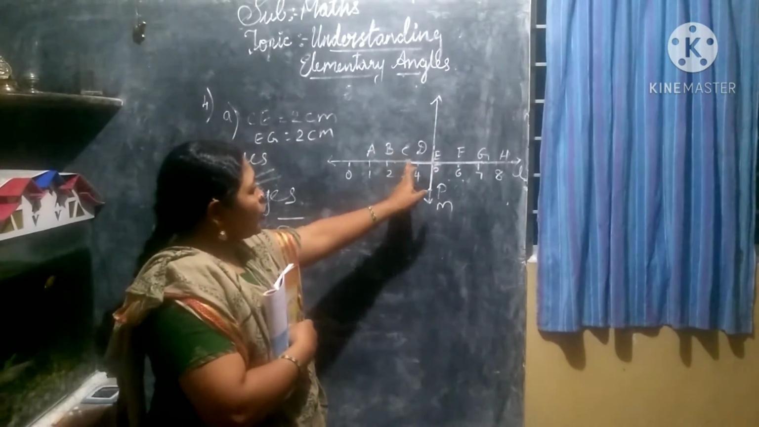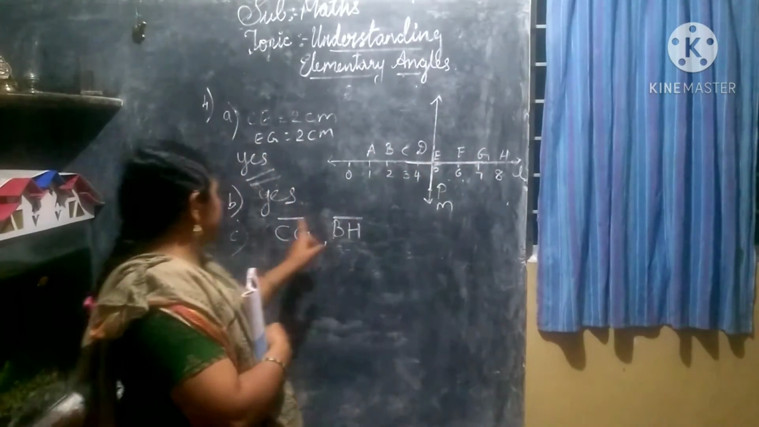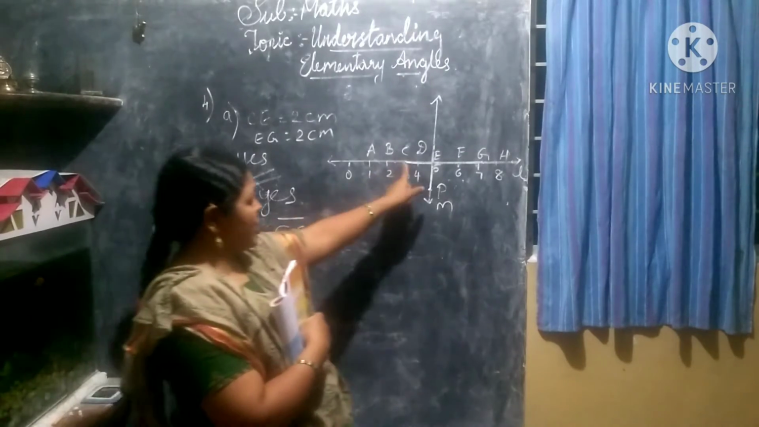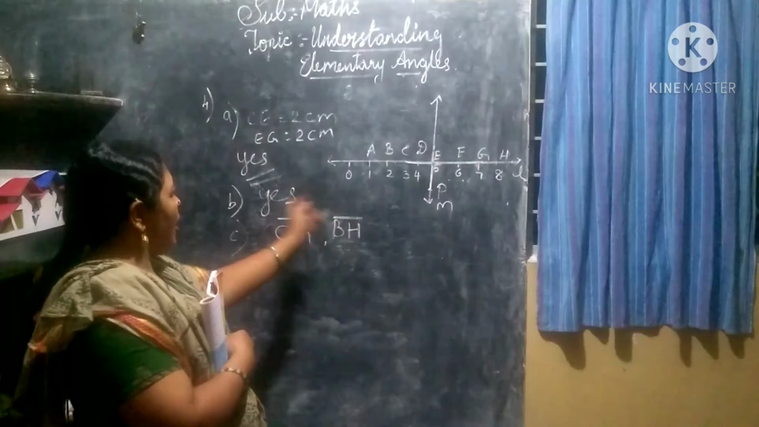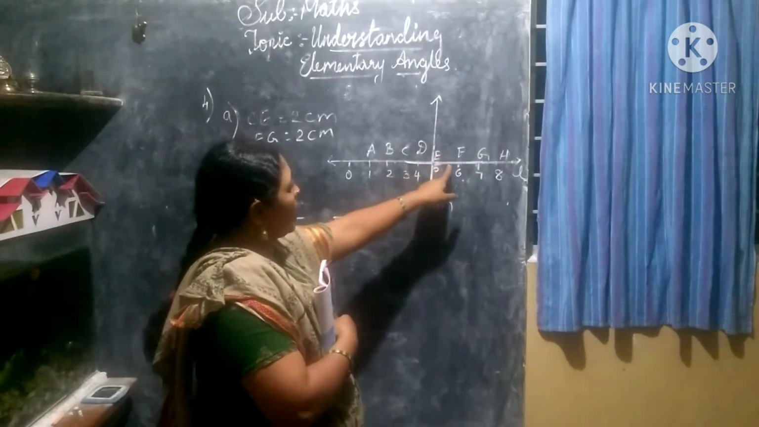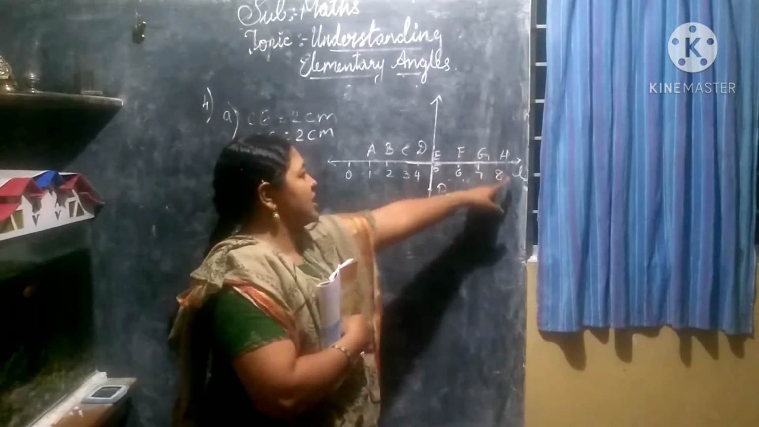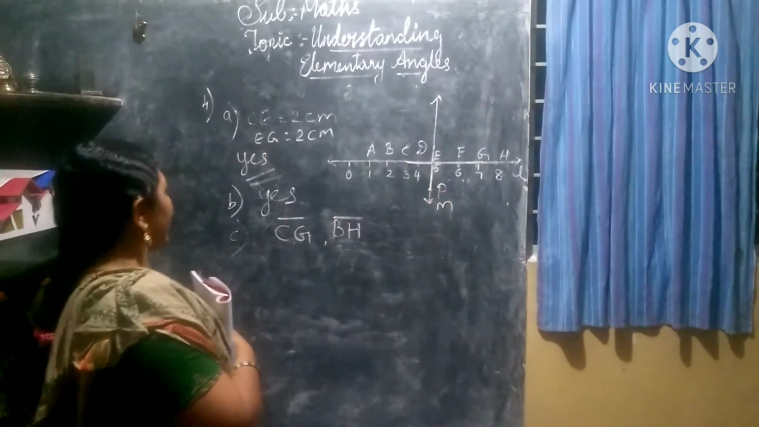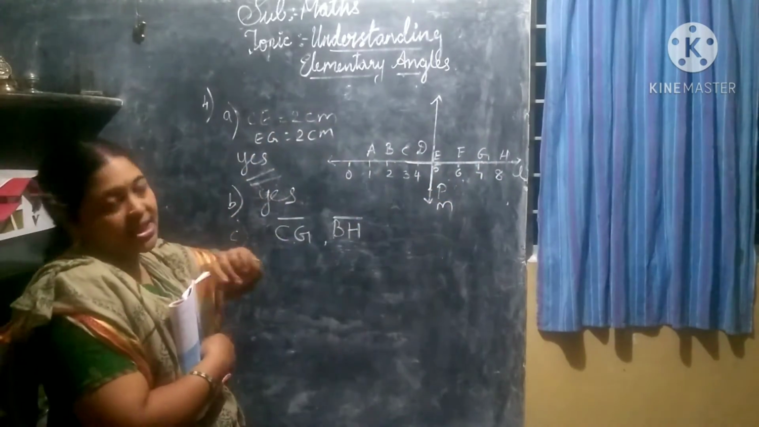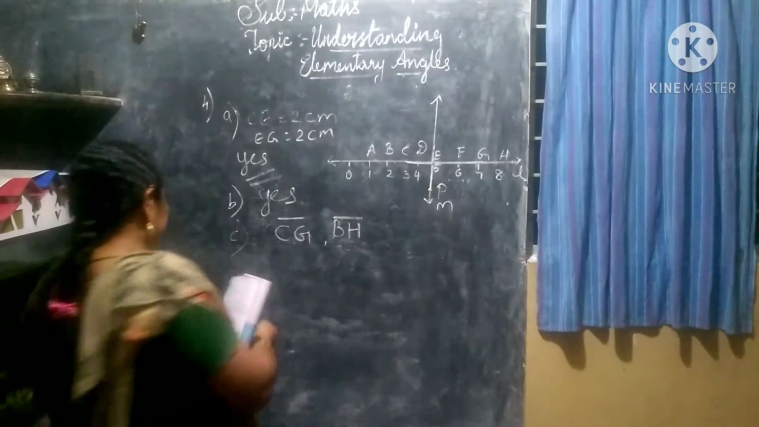Here 2 centimeter, 2 centimeter, that is C and G. So CG is 1 line segment which it can perpendicularly bisect. One more will be 1, 2, 3 and 1, 2, 3. Therefore, you will get 3 centimeter on the other side. Therefore, you can take BH also as 1 line segment which PE is bisecting.